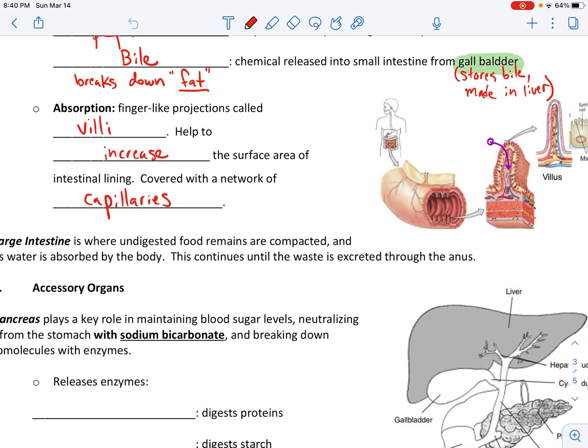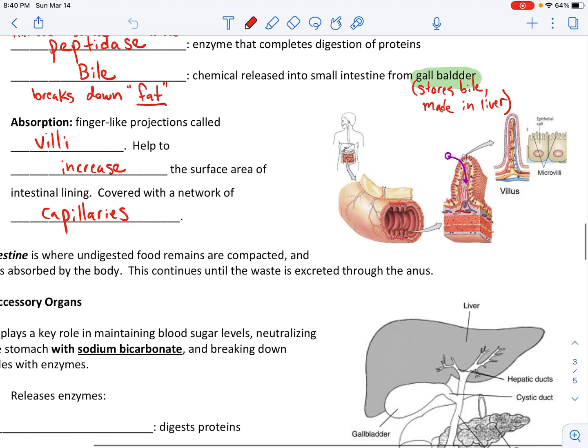The last thing I want to pick up with is the absorption of nutrients in the small intestine through structures called villi and microvilli. I wanted to reiterate that these structures increase surface area. And if you have high surface area, that's going to give you higher absorption of your nutrients.